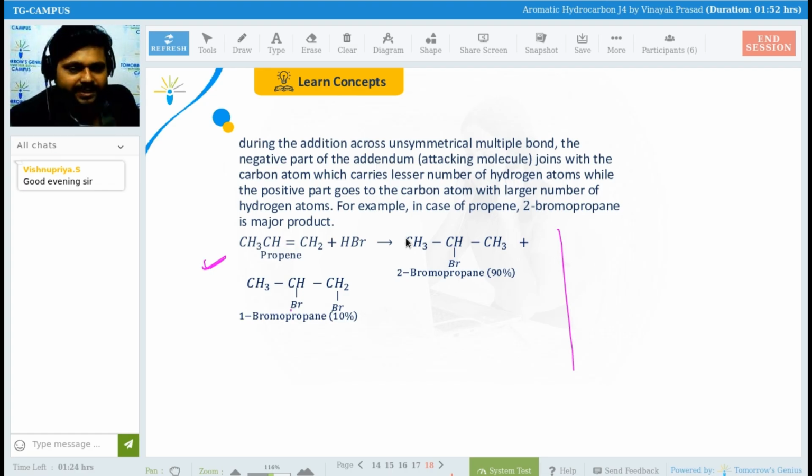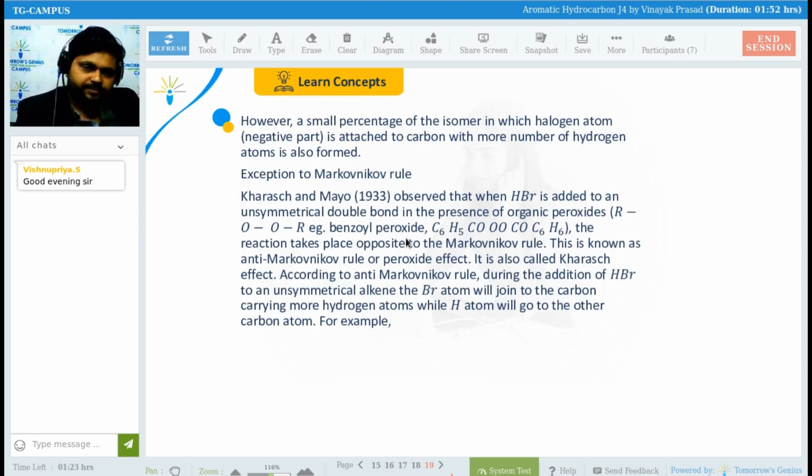Getting my point? Here you can see 10%, and here 90%. Br has shifted to the carbon which has the lesser number of hydrogen. So this is the major product and this is the minor product. So in every case you have to use the Markovnikov rule. Yes, everyone? Any doubt? Vishnupriya, any doubt? Fine. Clear, everyone?